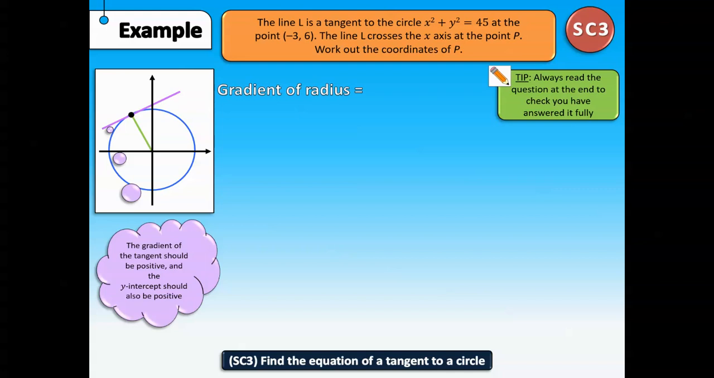So we work out the gradient of the radius first. So the gradient of the radius will be the difference in y's over the difference in x's. So that's 6 minus 0 over minus 3 minus 0, because the radius goes through the points 0, 0 and minus 3, 6. So the gradient of the radius is minus 2, which means the gradient of our tangent will be positive 1 over 2, so a half.